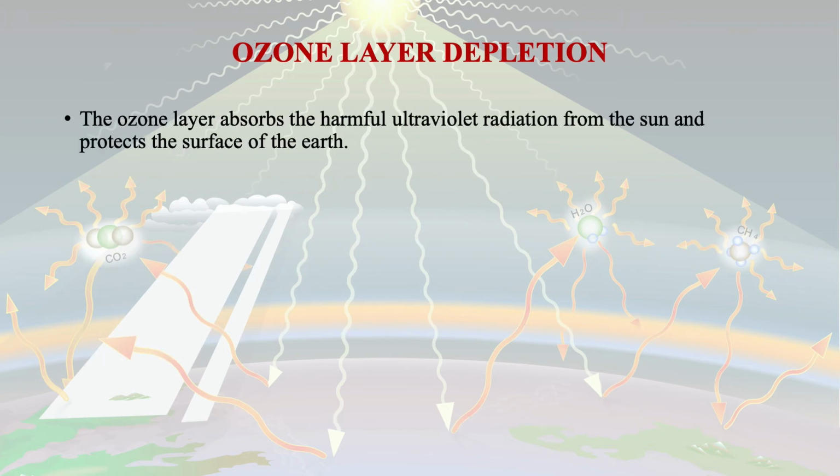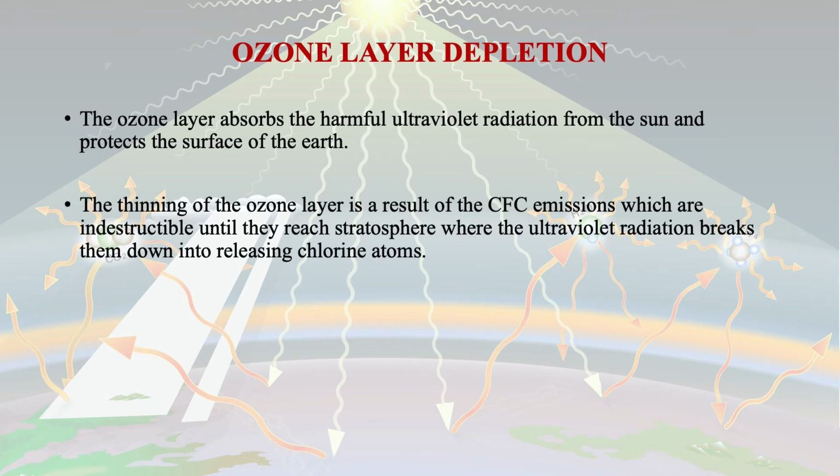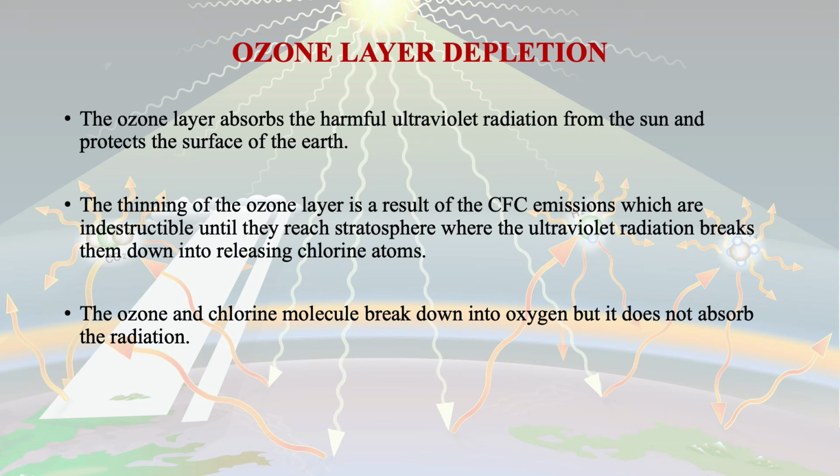The ozone layer absorbs the harmful ultraviolet radiation from the sun and protects the surface of the earth. The thinning of the ozone layer is the result of chlorofluorocarbon emissions, which are indestructible until they reach the stratosphere, where the ultraviolet radiation breaks them down, releasing chlorine atoms. The ozone and chlorine molecules break down into oxygen, but it does not absorb the radiation.